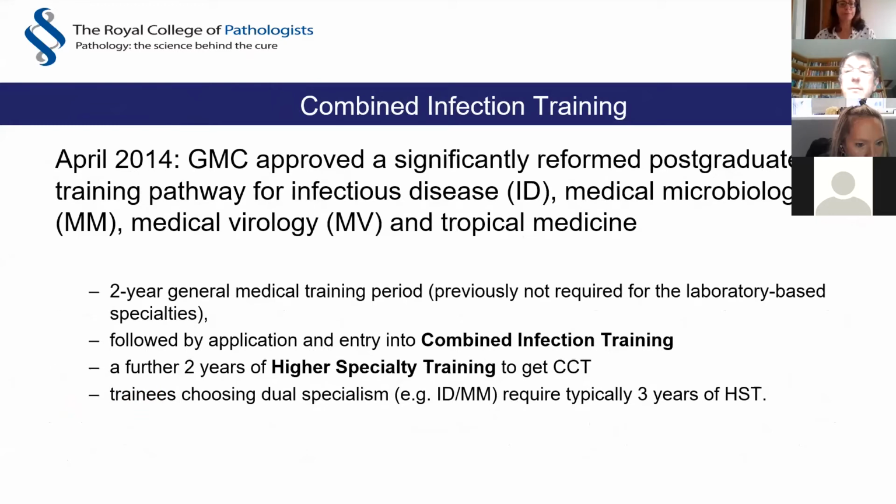Which is combined infection training. So the GMC approved combined infection training in 2014, and that led to the requirement for general medical training prior to coming into this speciality. It's previously not required for the monospecialty trainees in microbiology and virology. And then application entry into the first 2 years of training, which is combined infection training, which led automatically onto a further 2 years of higher specialty training. That was the term at the time. And if you're dual trainees, then you need 3 years of higher specialty training. So that's the place where we were in 2014. And that change meant actually we were well ahead, as a specialty, well ahead of the curve in terms of shape of training. So next slide, please, Laura.